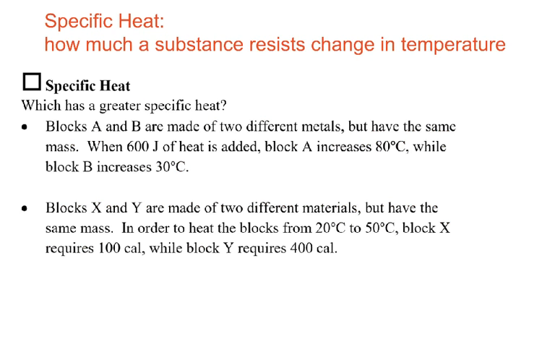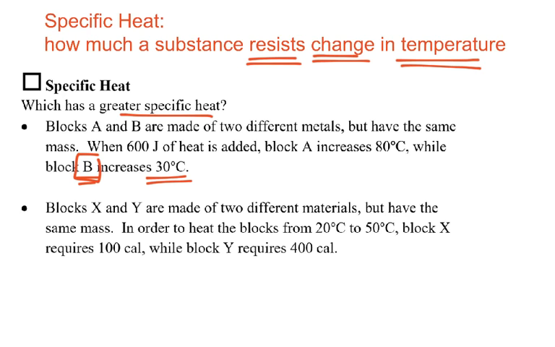Specific heat. Now, the really helpful thing for this is to think about specific heat as how much a substance resists change in temperature. Resists change in temperature. So in each of these little stories, you've got to decide, is block A or block B resisting change in temperature more? Blocks A and B are made of two different metals but have the same mass. When 600 joules of heat is added, block A increases by 80 degrees while block B increases 30 degrees. Who is resisting change more? And it's B, because it only goes up 30 degrees when you put the heat in. So B is the one that has the greater specific heat.